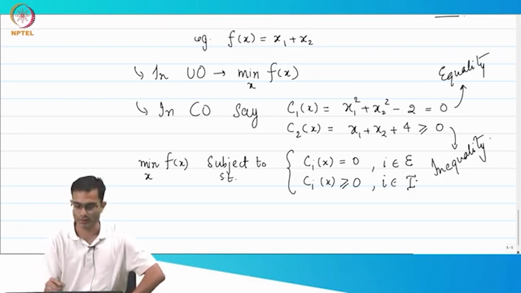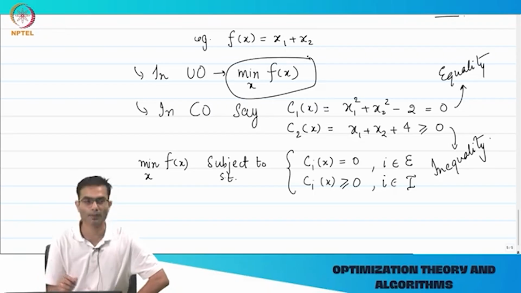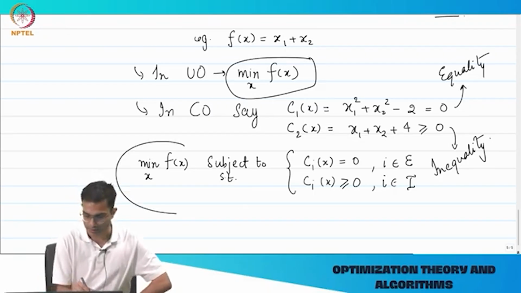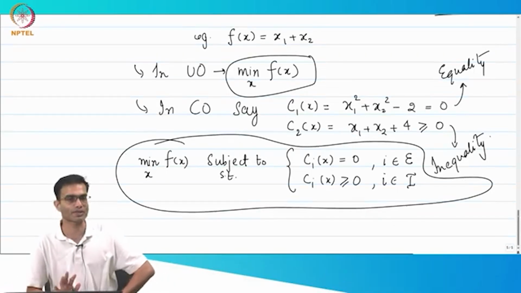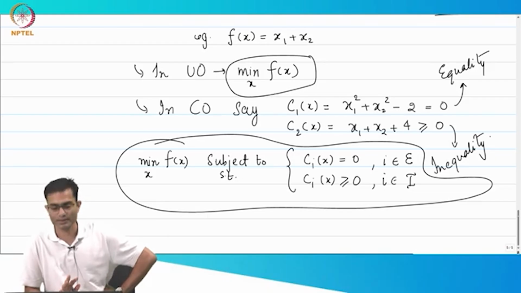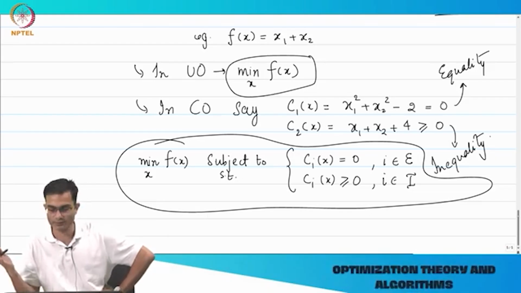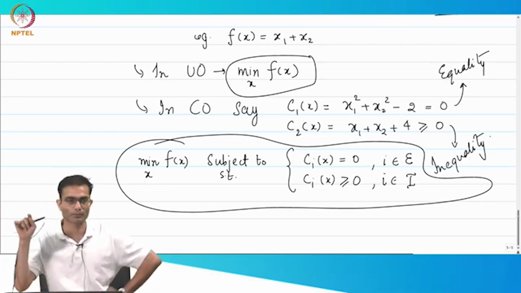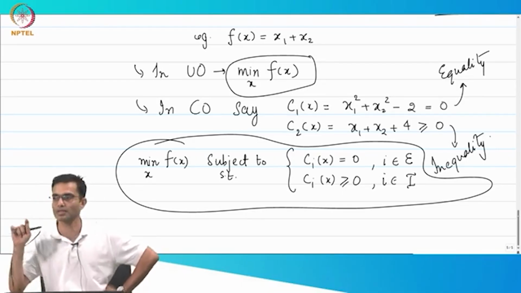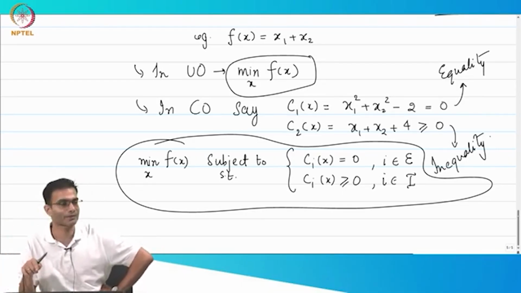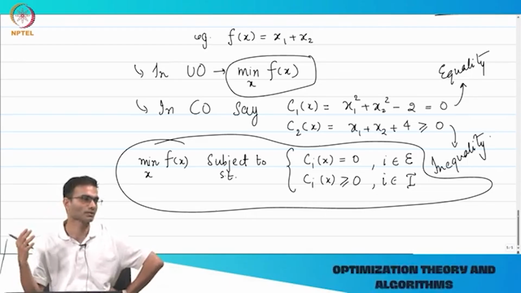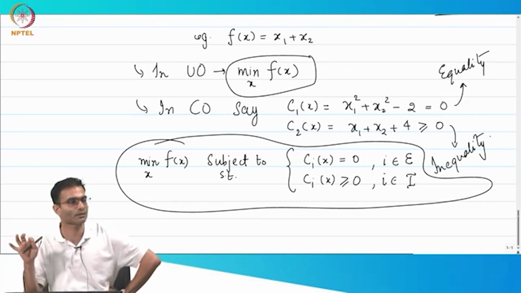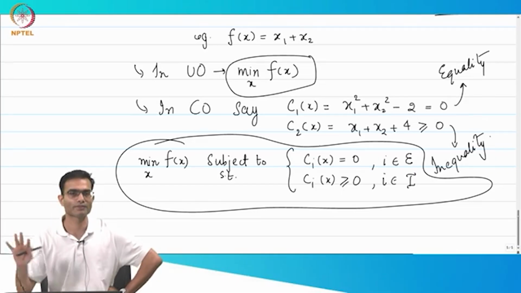So your unconstrained optimization was a simple problem statement like this. Constraint optimization, now I have to write this whole thing. This is my problem statement over here. Is the notation clear to everyone? ci(x) is equal to 0 for i belonging to the set of equalities. So your set of equalities E, for example, could be 1, 2, 3. That means c1, c2, c3 are equalities, and ci(x) greater than or equal to 0, i belonging to capital I, could be 4, 5, 6. So c4, c5, c6, these are inequalities. Simple way of just defining the problem.